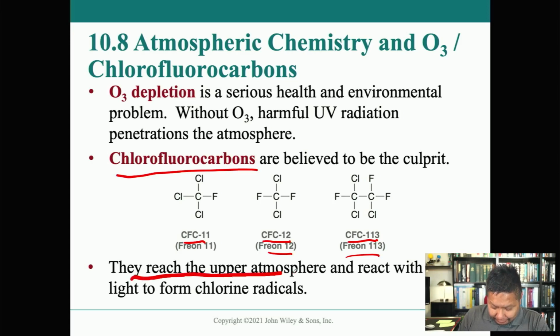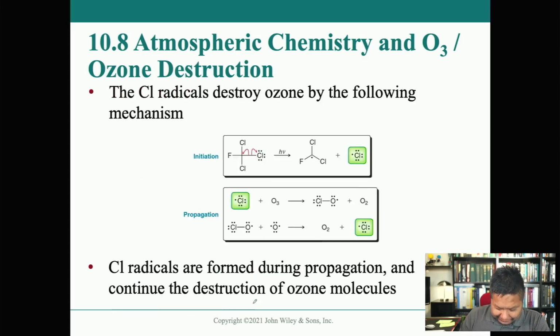When these CFCs are released, they reach the upper atmosphere and react with UV light to form chlorine radicals. That's not good. So here we have a CFC going up to the atmosphere, getting involved with UV light, and initiation starts, and you have now free chlorine radicals just floating around in the atmosphere.